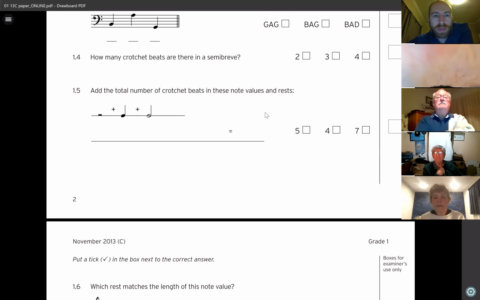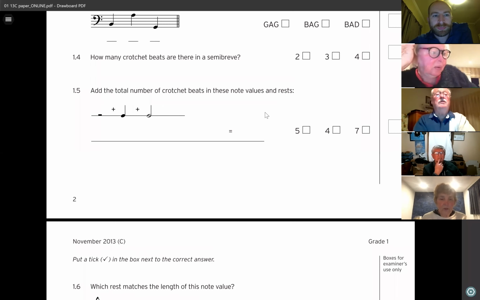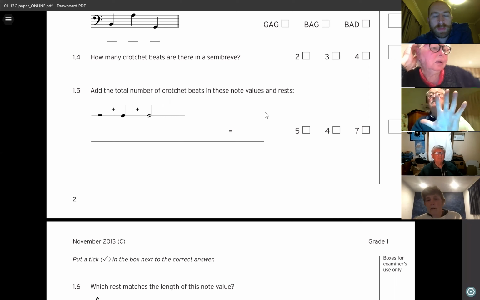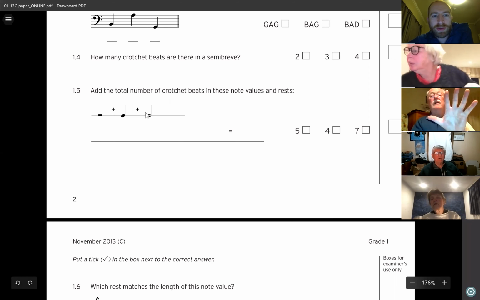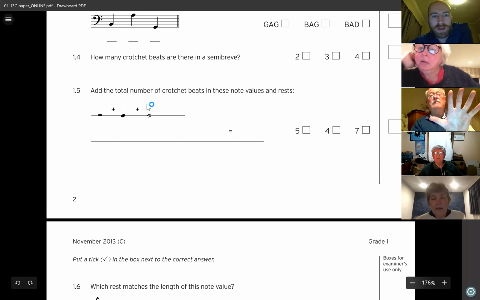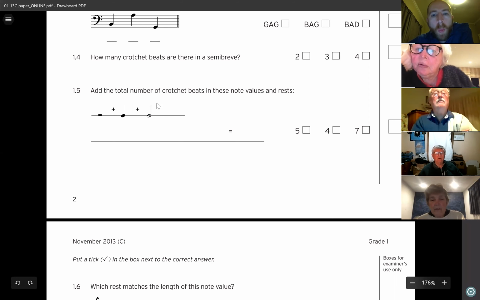Add the total number of crotchet beats in these note values and rests. 2, 3, 4, 5. 1, 2, 4. No, 2, 3, 4, 5. Okay, how many crotchet beats in that note? I think there's 5. Oh, 4. I reckon it's 4. 1, 2, 3, 4. It's the rest I'm not sure of. Yeah, the rest is the tricky one, right?